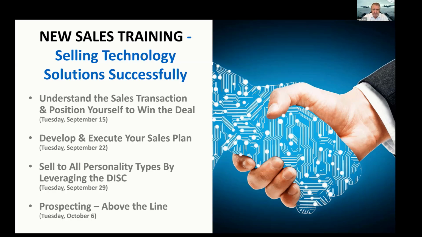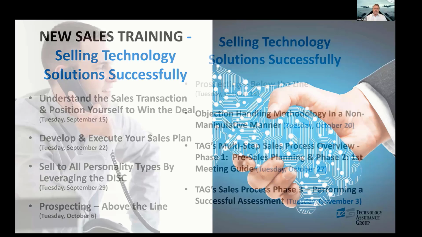Just a recap. Understanding the sales transaction, position yourself to win the deal. This is the 80-20 rule. This is what differentiates us in the marketplace. Today's session relies upon being a 20 and being different and setting the bar and understanding what we're doing when we handle objections. And then we had develop and execute your sales plan, sell to all personality types by leveraging the DISC, which is also important to your presentations, and then prospecting above the line. And then we have prospecting below the line.